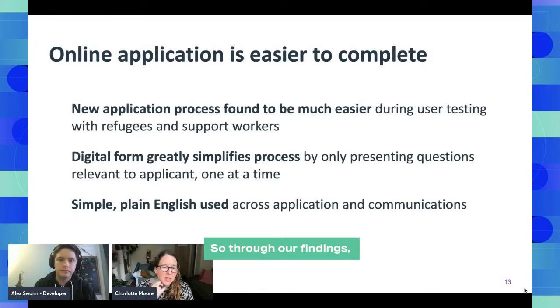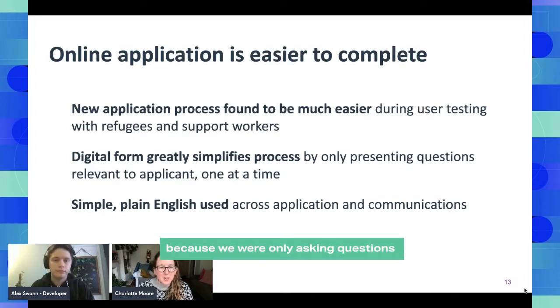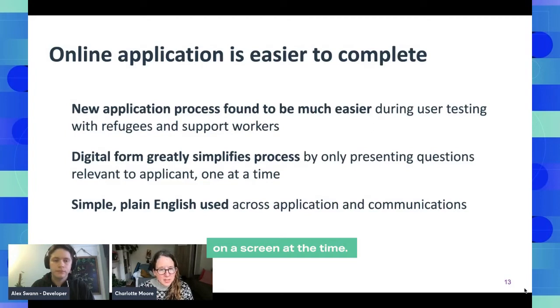So through our findings, we tested with prototypes, we tested with support workers and with refugees, and we learned that the online application was easier to complete. This was for a number of reasons. It simplified the process. A lot of people felt like the form was shorter. In some cases, it was shorter because we were only asking questions that we needed to ask based on the information they'd given us. But also it was the way that we were presenting information to people. So it was just one question on a screen at a time.